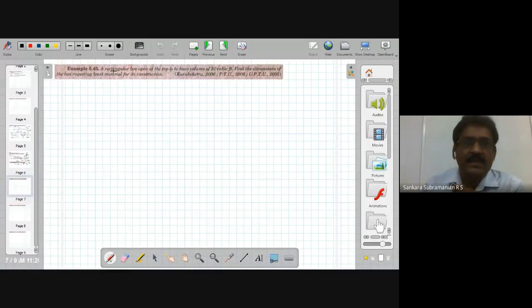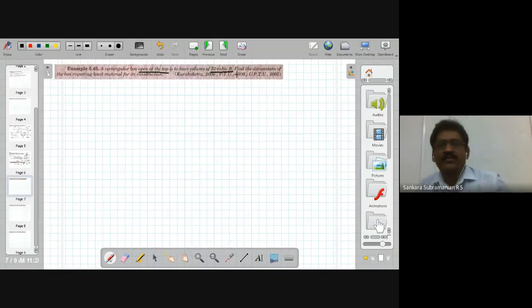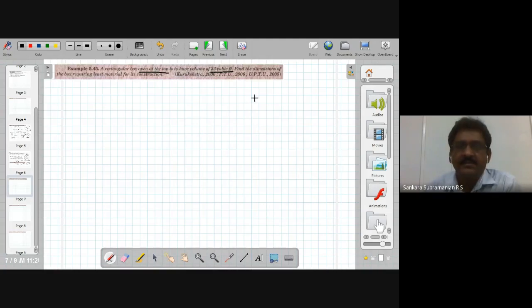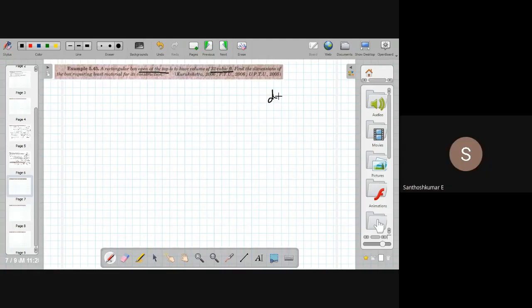What they say is: a rectangular box open at top, is to have a volume 32 cubic feet or whatever it is. Volume should be 32 cubic feet. Find the dimension of the box. Can anyone tell me what the dimension is? Sir, length, breadth, height. Length, breadth, height.